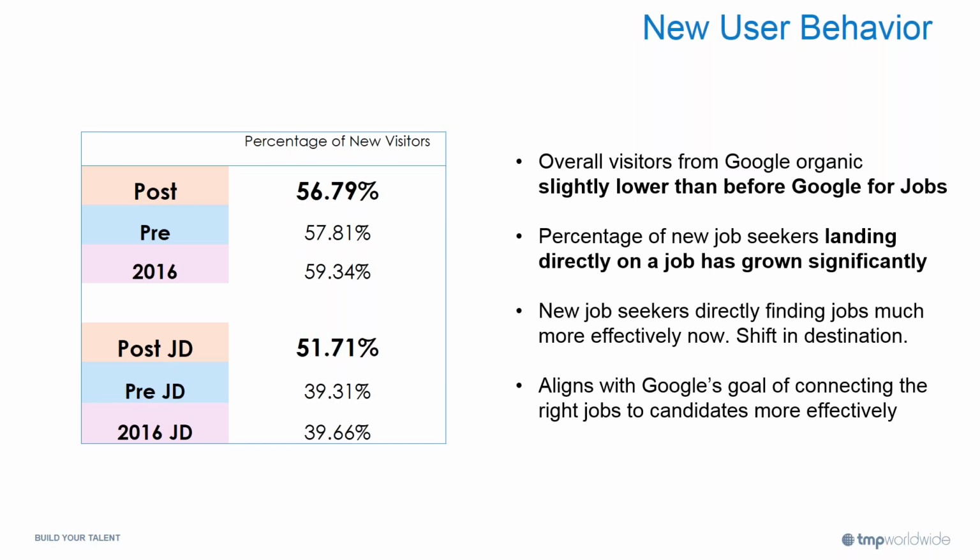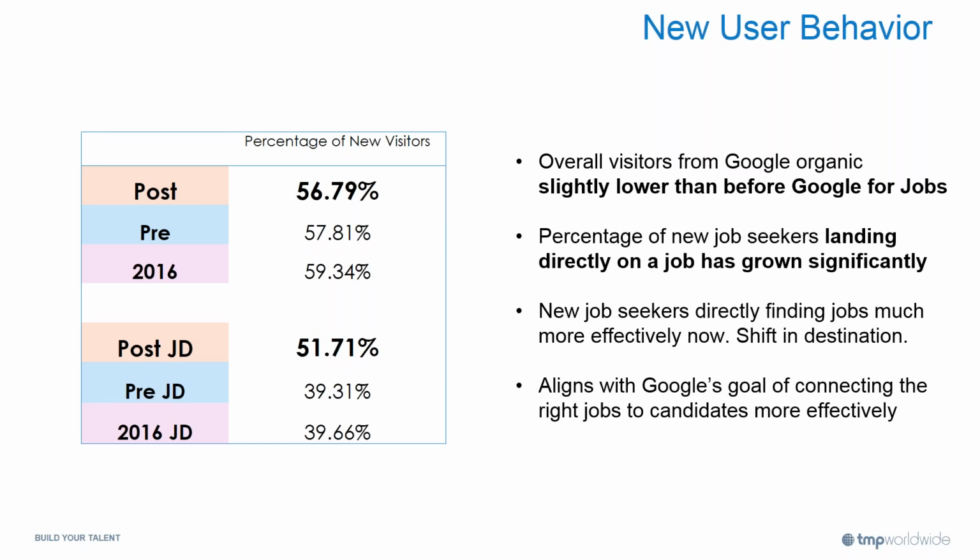But the bottom one, I think, is really telling. So after Google for Jobs, new job seekers landed on a job 51.7% of the time. Right before that, it was 39.3, and the previous year was 39.6. Again, this range tightened up in the previous time frames from what we looked at in the fall. But here it's about 12 percentage points more. So you're getting more new job seekers landing directly on jobs than at any time from Google directly previously.